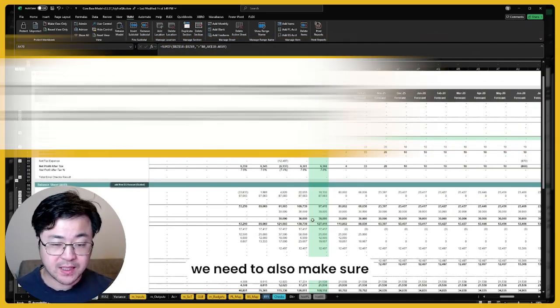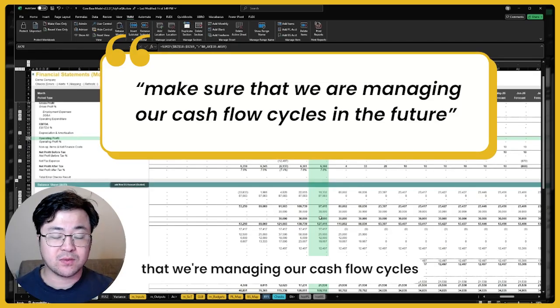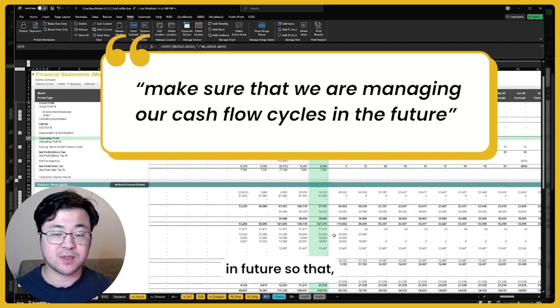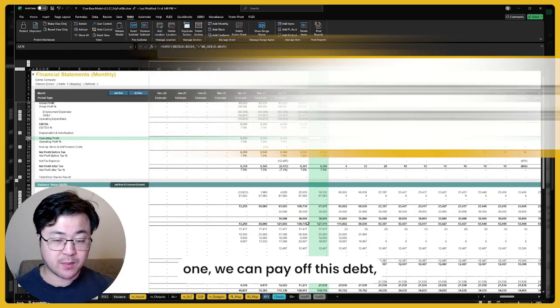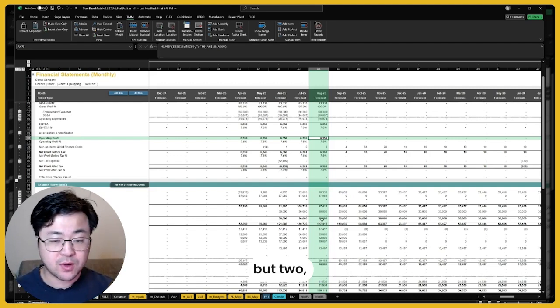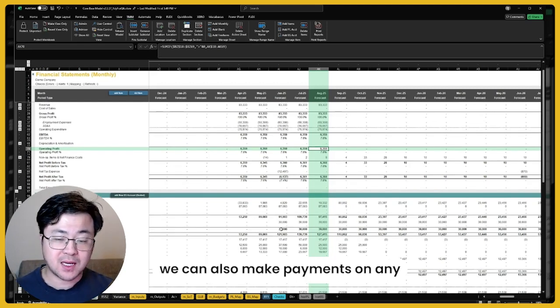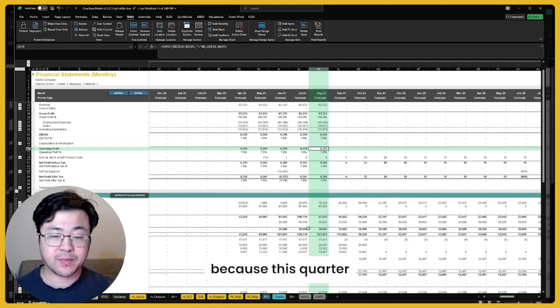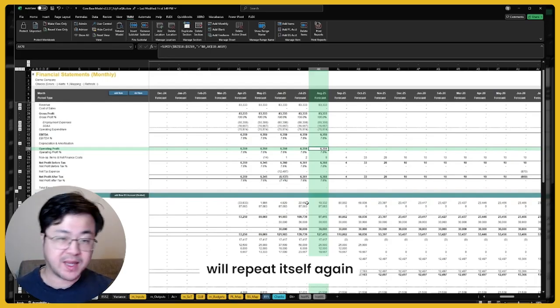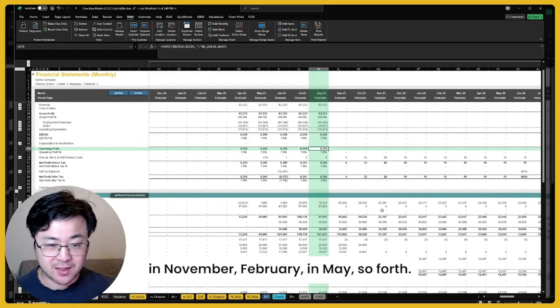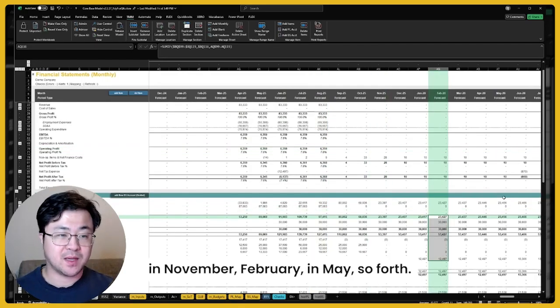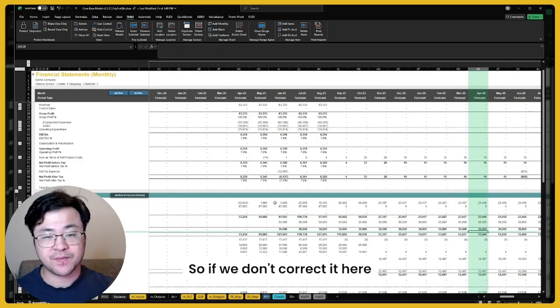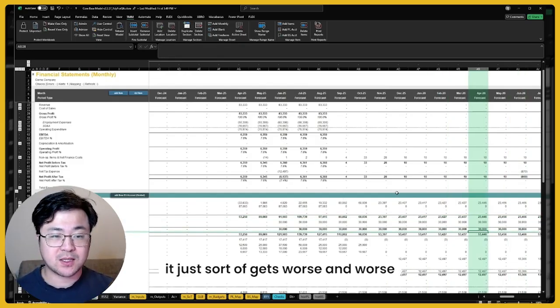And on top of it, we need to also make sure that we're managing our cash flow cycles in future so that, one, we can pay off this debt, but two, we can also make payments on any future obligations that will come up, because this quarter will repeat itself again in November, in February, in May, and so forth. So if we don't correct it here, it just gets worse and worse over time.